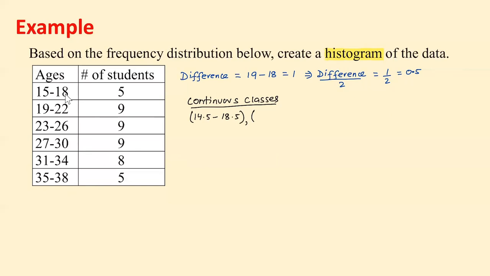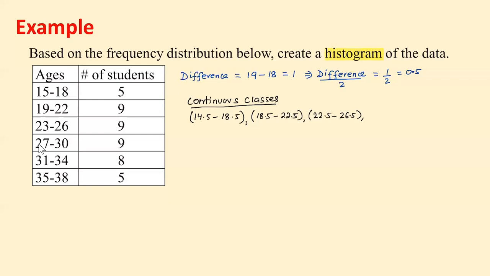Similarly, the second class will be, if we subtract 0.5 from there, 18.5. So now you can see that there is no jump. We go up to 18.5, and now we are starting with 18.5 in the second class. And we go up to, if we add 0.5 there, 22.5. Similarly, if we continue the process, subtract 0.5 there, that will be 22.5, and then this one will be 26.5 by adding 0.5.